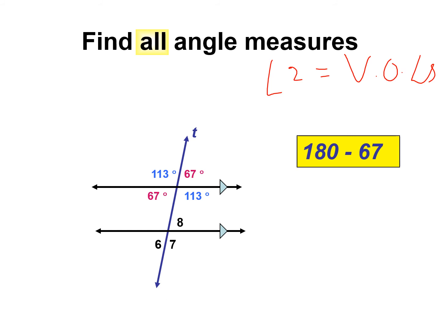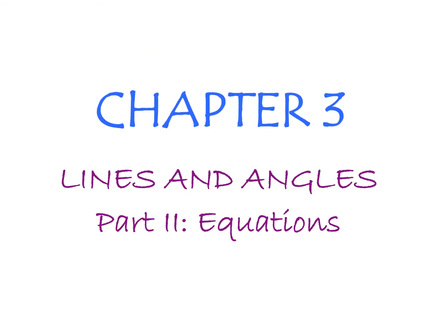Angle 5 is 113 because of the alternate interior angle concept. Angle 7 is also 113, vertically opposite angle. Angle 8 is 67, that is the corresponding angle. And the last one, angle 6, is also 67. This is vertically opposite angle.